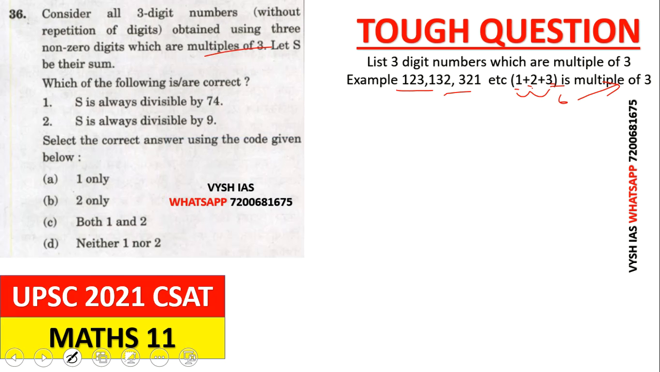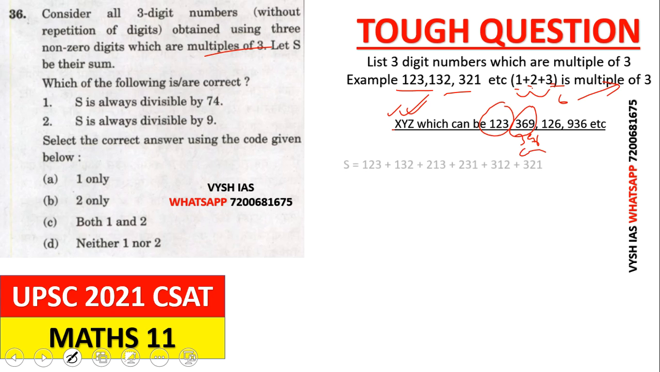Okay, so 321 is a multiple of 3. So all these are the first set of combinations. Suppose your number is xyz, with units place, tens place and hundreds place. So xyz can be either 123 and its combinations, or 369 and its different combinations, like 396, 693, like that.